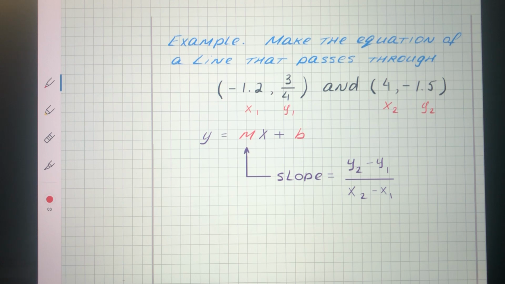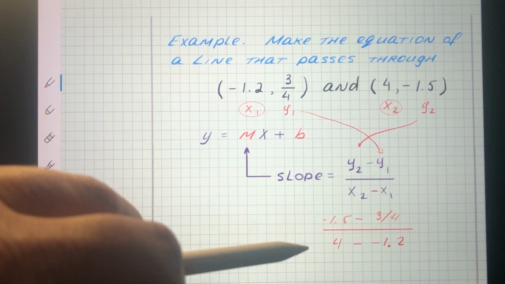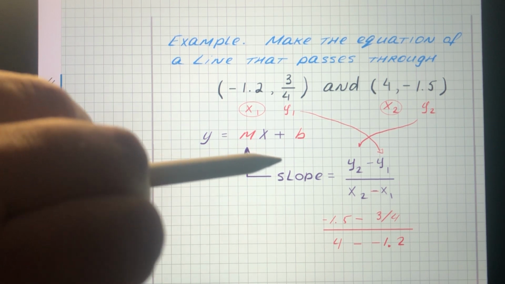Now substituting all the information into our formula, we get negative 1.5 minus, which came with the formula, y1, which is 3/4, divided by the x2, which is 4, minus, which came with the formula, x1, which is negative 1.2. Now, we know that the two negatives together will make a plus, but we will type it in the calculator just the way it is.